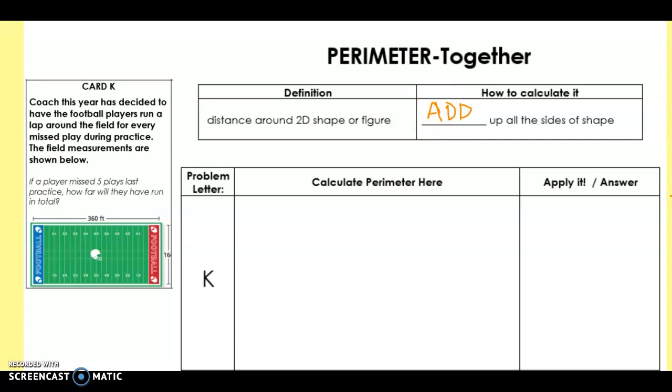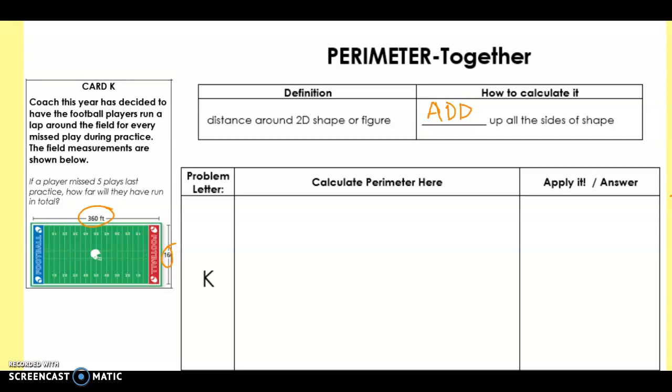So looking at card K, coach this year has decided to have the football players run a lap around the field for every missed play during practice. The field measurements are shown below. So again, pictures are extremely helpful to help you make sense of the problem. So the measurements are down below, 360 feet by 16 feet is the football field.